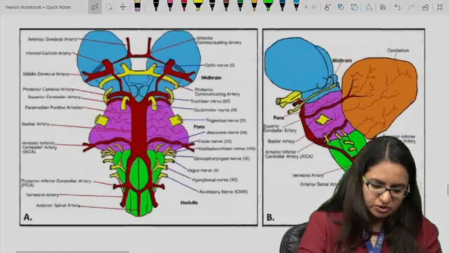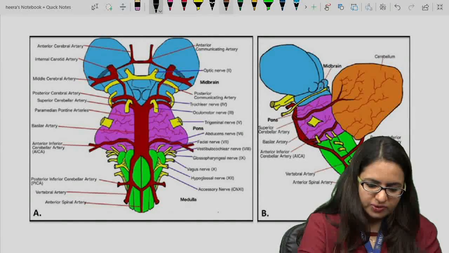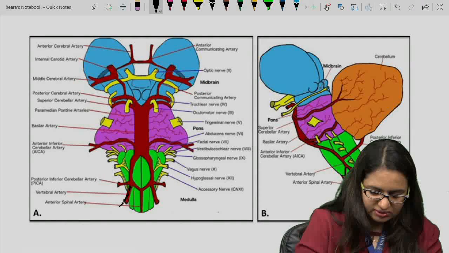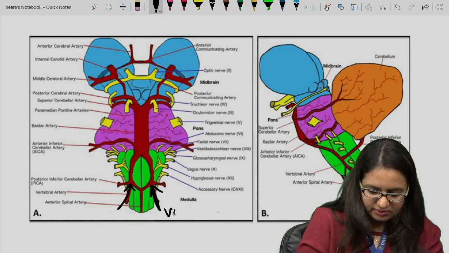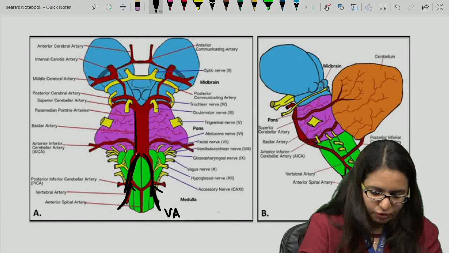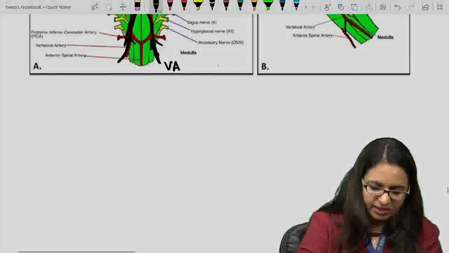If you see this picture over here, we already know that the two vertebral arteries enter from either side. These are the vertebral arteries. This is the vertebral artery. It enters through the foramen magnum from either side, and then it unites to form the basilar artery. This is the vertebral artery, and it forms this basilar artery. This is the basilar artery.